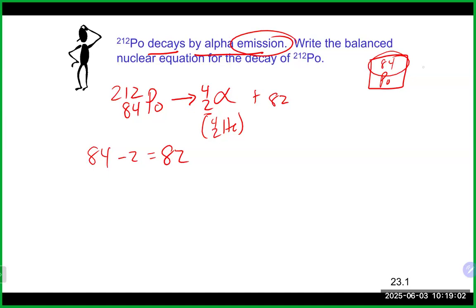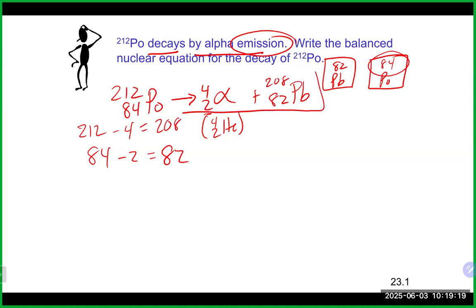Once again, I return back to the periodic table there, and 82 is lead. And now for the top here, we have 212. On the right-hand side, we have 4. If I subtract that, I get something like 208, I believe. And that will be now our balanced nuclear equation. Again, all the mass numbers on the left equal all the mass numbers on the right. All the atomic numbers on the left equal all the atomic numbers on the right.